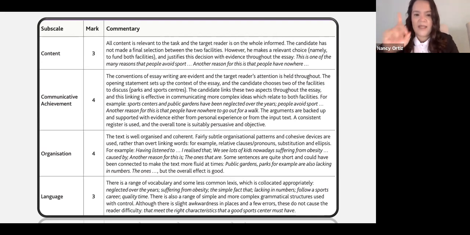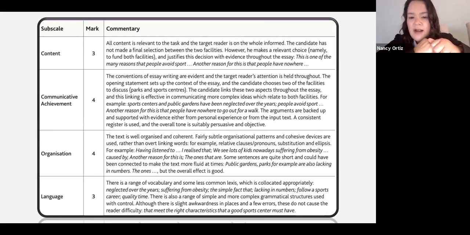And language. Check. There is a range of vocabulary, including some less common lexis, some words that are, let's say, from a higher level, which is collocated appropriately. What words? Neglected over the years, suffering from obesity, the simple fact that, lacking in numbers, follow a sports career, and quality time. This tells me the person has a better domain of vocabulary, okay?